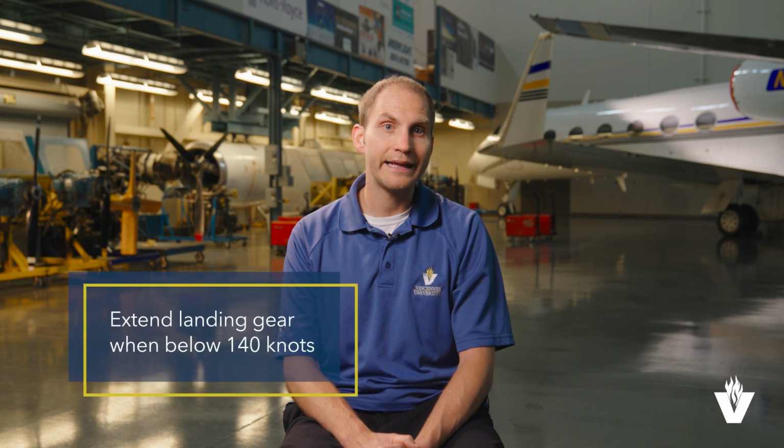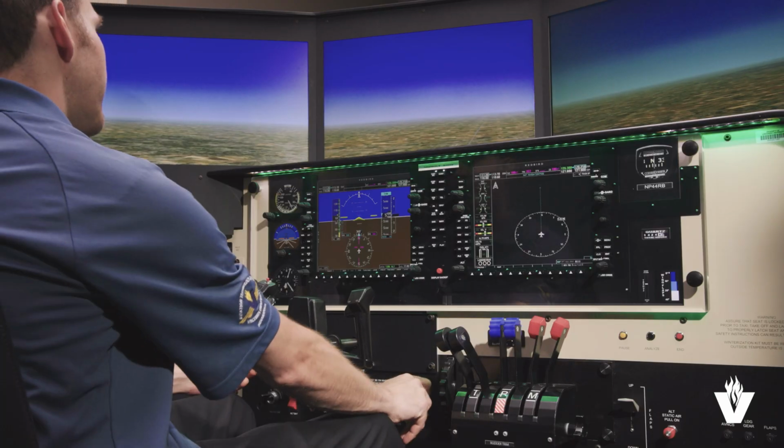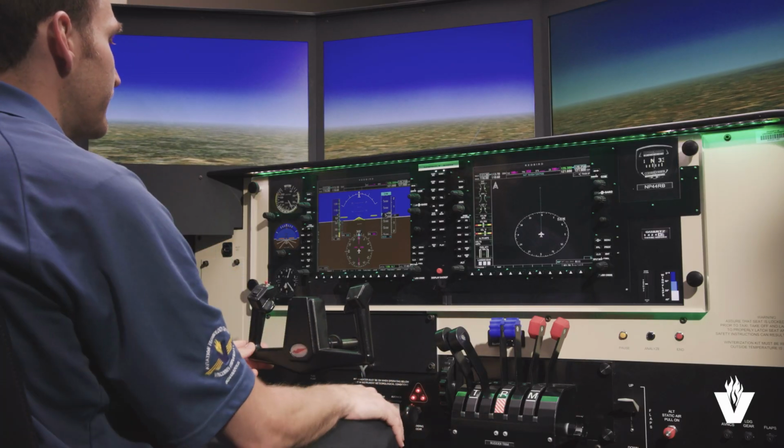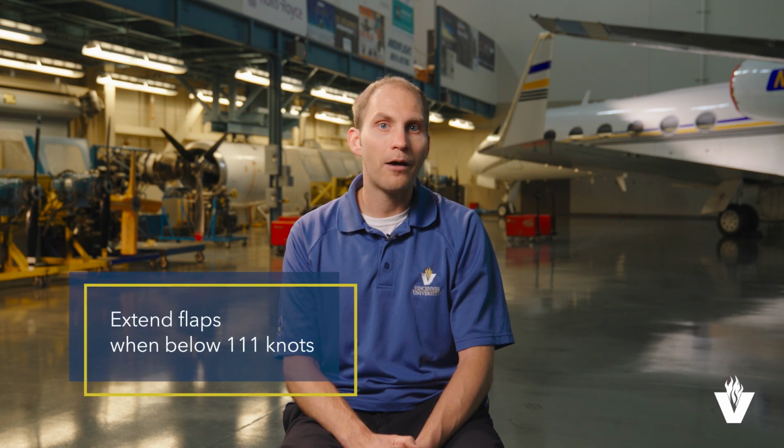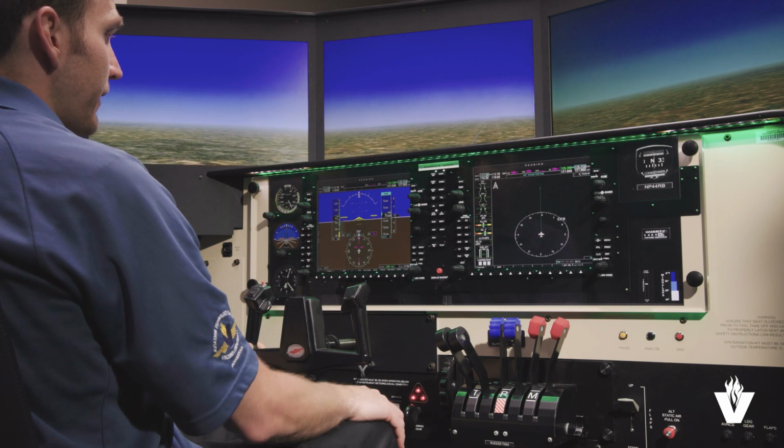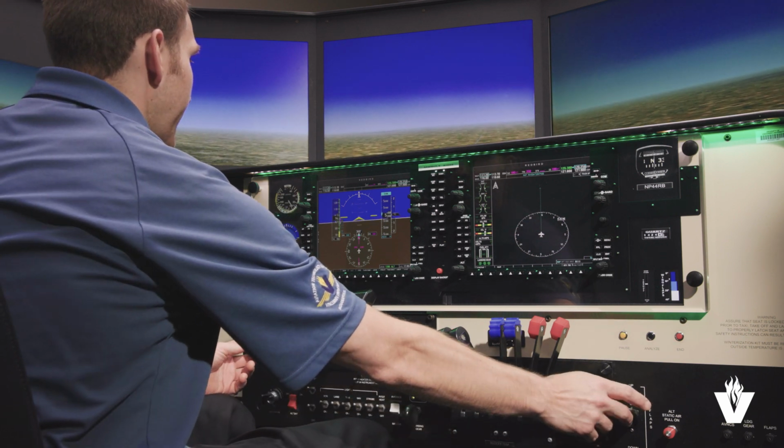Without overspeeding them, we need to extend the drag elements. When we get below 140 knots, lower the landing gear. Call it out. Below 140 knots, gear down. And below 140 knots, the gear is coming down. When we get below 111 knots, extend the flaps. Call it out. Below 111, extend flap. We are less than 111 knots, so we're going to go ahead and extend a notch of flap.